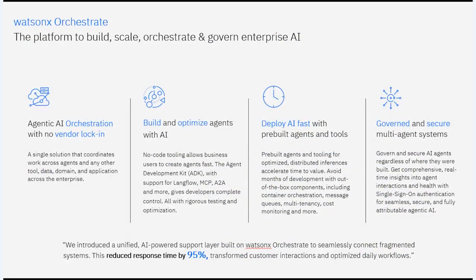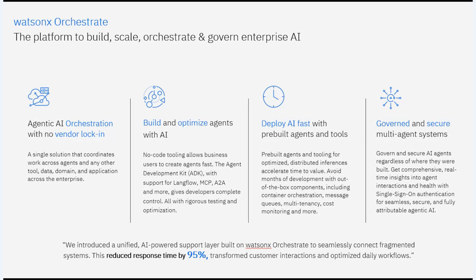IBM watsonx Orchestrate is designed to help enterprises extract maximum business value from AI, accelerate deployment, and simplify the full agent lifecycle, from discovery and orchestration to monitoring and optimization. This is anchored on 4 core pillars: orchestration, flexibility, speed to value, and governance and observability.